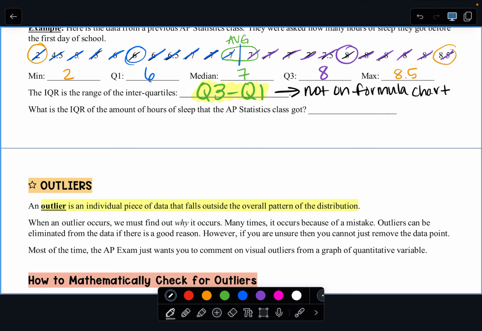What is the interquartile range for hours of sleep that AP students got? So that means I'm taking 8 minus 6, so that's going to be 2 hours. And just like standard deviation, the interquartile range will have the same units as the data that you're collecting. Okay, this interquartile range is not on the one var stats output, just a heads up.